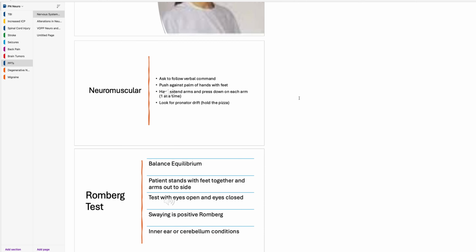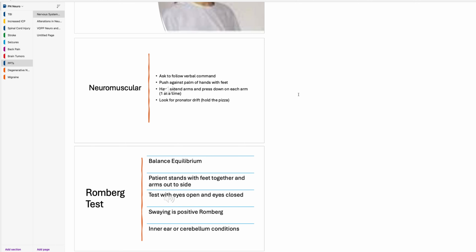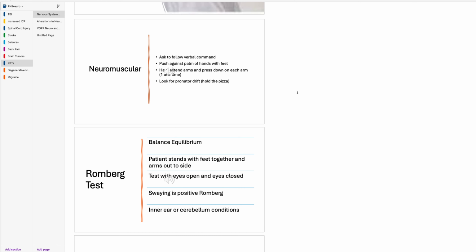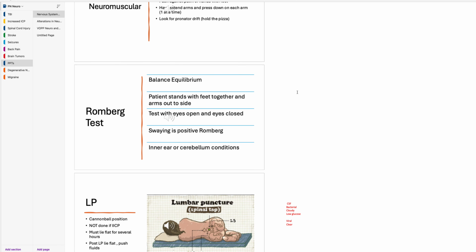All right, the Romberg test. This is a test of equilibrium. You're going to tell the patient to stand with their feet together and arms out to the side. Test with the eyes open and closed, swaying. Okay, so that means their balance is off. That is a positive Romberg, and this could happen due to inner ear or cerebellum conditions. So problems with cranial nerve 8 also.